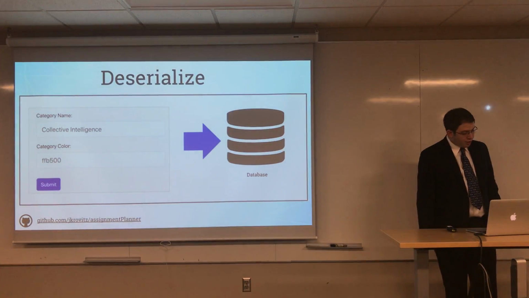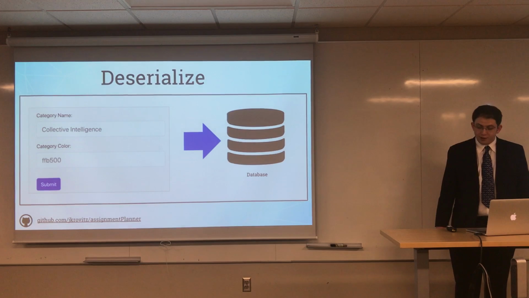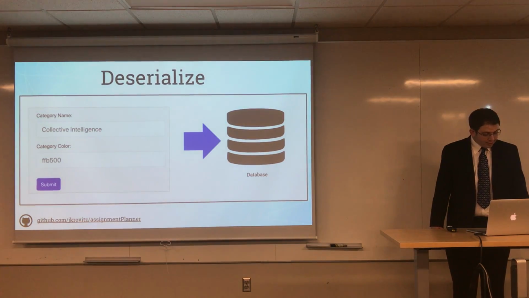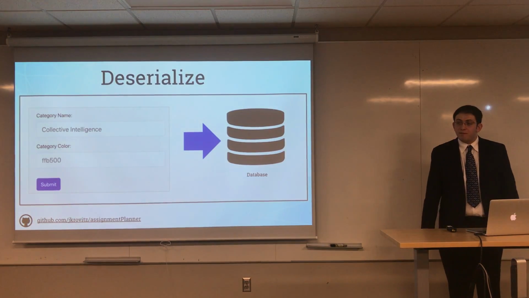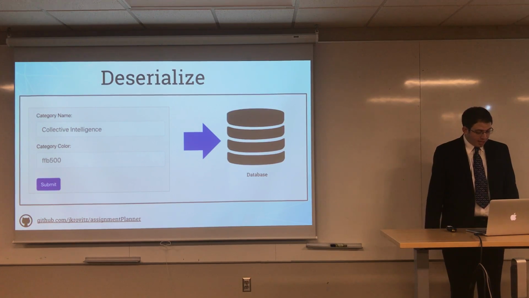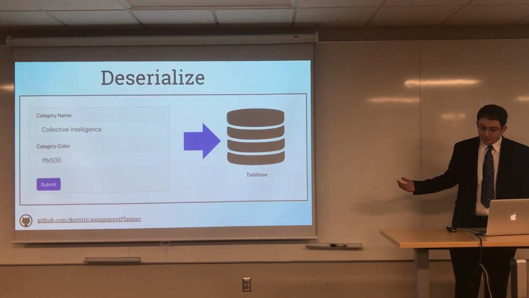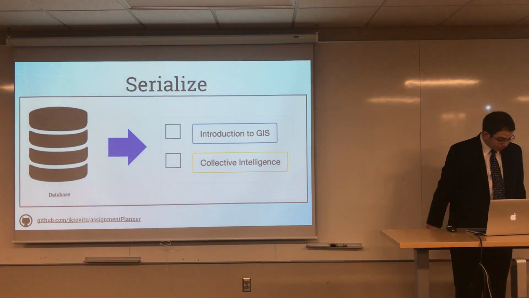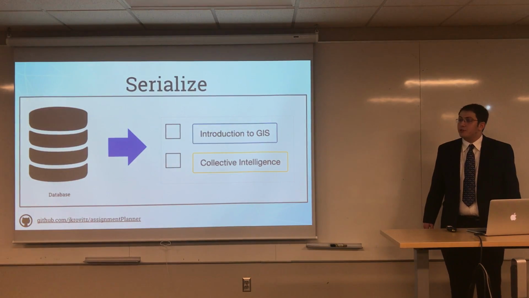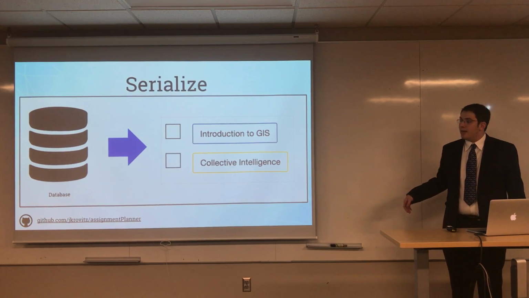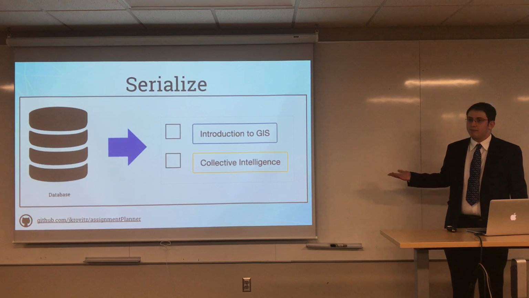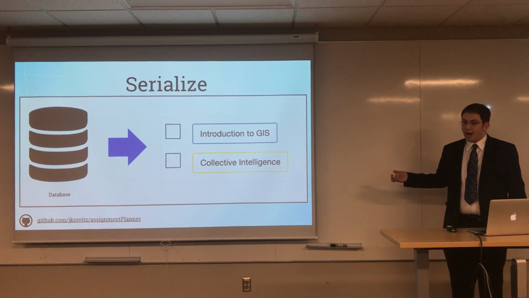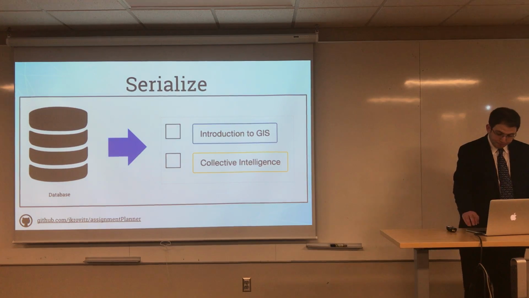In this image, the form inputs are being sent to the database for them to be stored there. For our site, AJAX calls allow us to send the form inputs to the database so it can be stored when the form is submitted. It also allows us to retrieve data from the database. So as you can see, the 2 categories, Introduction to GIS and Collective Intelligence that I showed in the demo, are output back to the screen from being pulled out of the database.